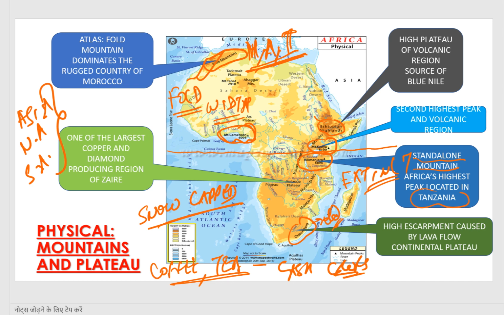And besides this, one can see the presence of numerous plateaus in the belt. The most famous is the Katanga Plateau of Congo. The Katanga Plateau is one of the largest copper and diamond producing region of Zaire and also of the world. So copper and diamond producing hub, Katanga Plateau, southern part of Zaire country. And one more plateau is located in Nigeria, the country of Nigeria, the Jos Plateau, very famous for tin mining. So that was all about the mountains and plateaus present in Africa.